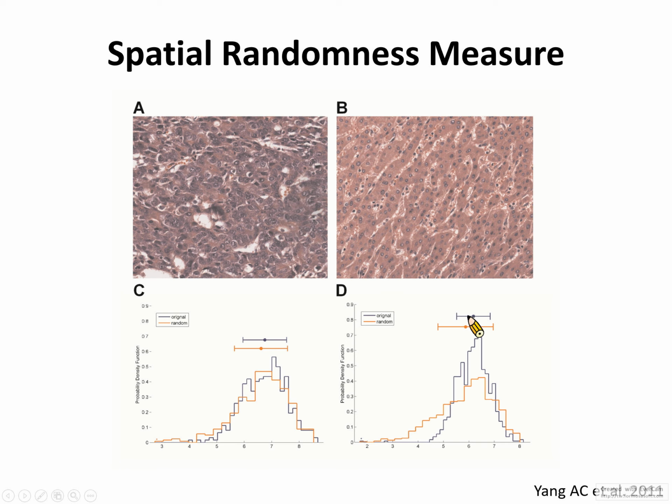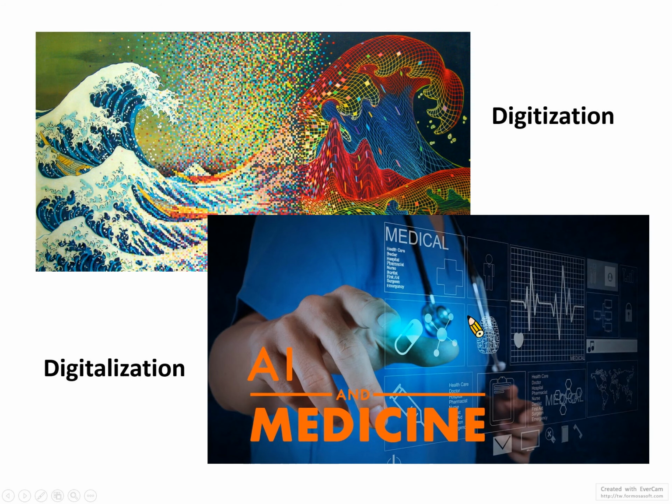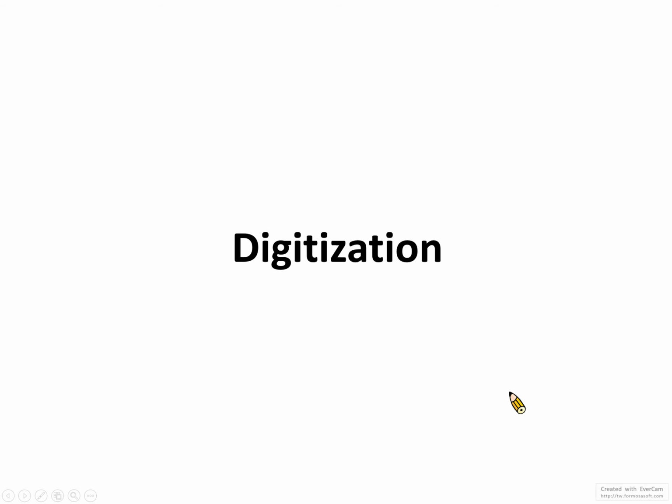It just tries to measure the randomness of the nuclei locations. So based on these examples, I just want to show you that in pathology image analysis, the first thing you need to do is digitization. And the second thing is digitalization, which means that you need to analyze these data using some algorithms. And one of the powerful algorithms in modern computer science is artificial intelligence or machine learning. So I want to show you these 2 steps.